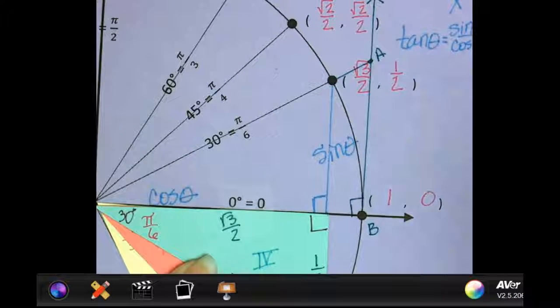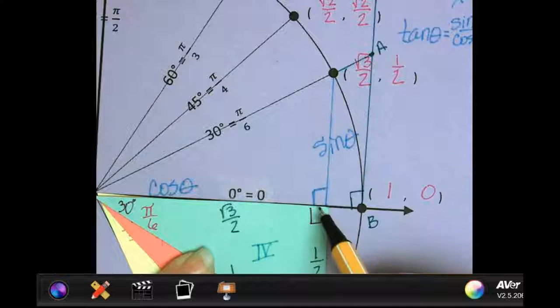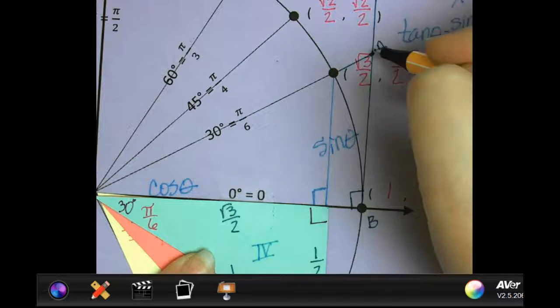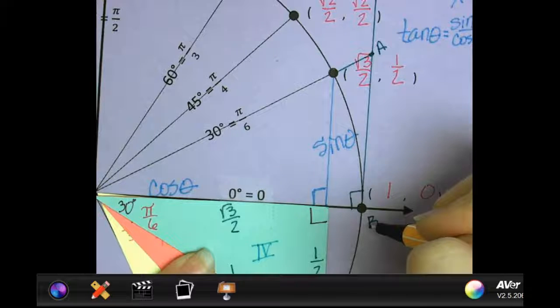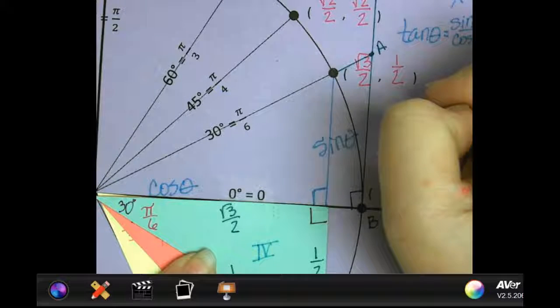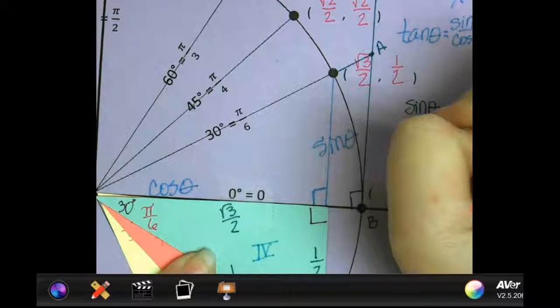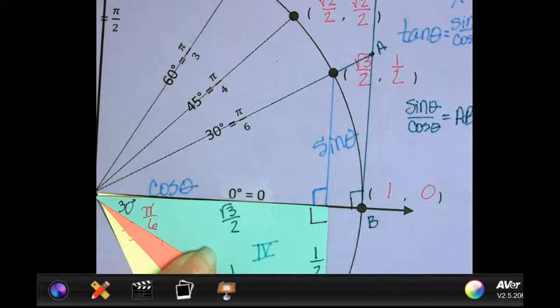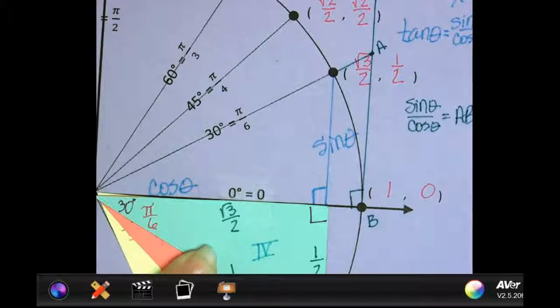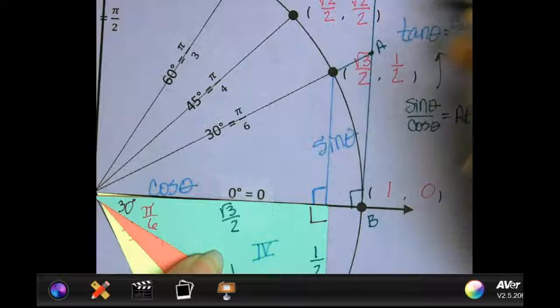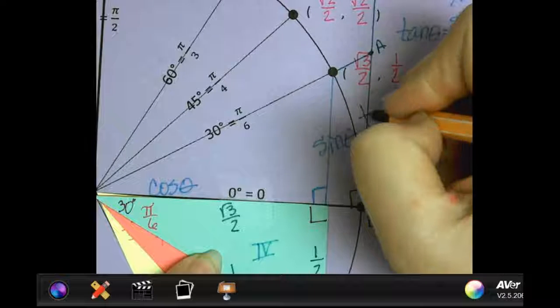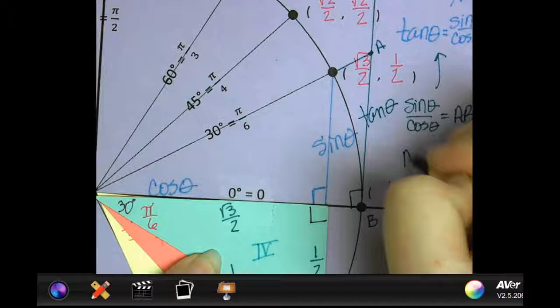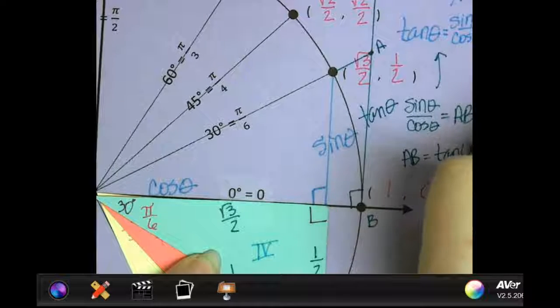Since I'm putting AB over 1, does the over 1 even matter? No. Which means I can put sine theta over cosine theta, and that has to equal AB, because it's really AB over 1, just corresponding sides. Well, what does sine of theta over cosine of theta equal? Tangent theta. So the length of AB equals tangent theta.